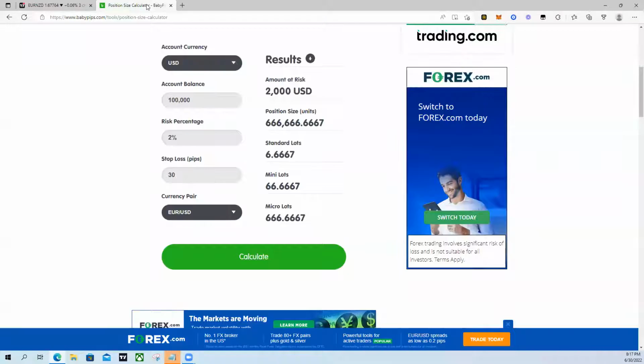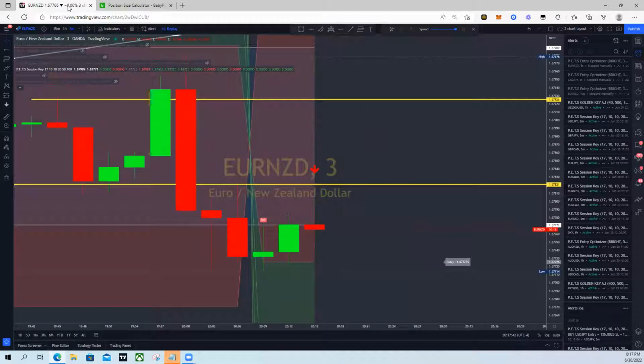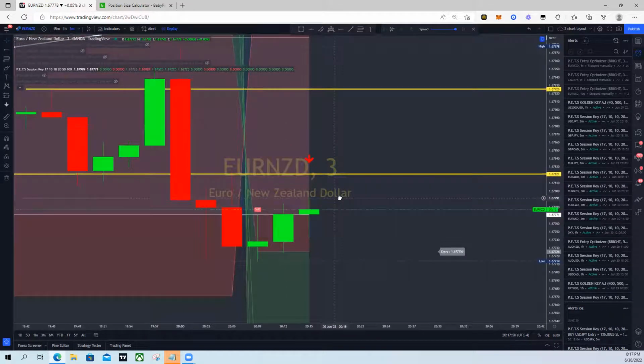A 5 pip stop loss on $60 a pip is $300. I only lost $300. You can do that. You can do that 8 times in a row almost. If you lose 5 to 8 trades in a row off of this simple setup, which is very rare, you shouldn't be losing 8 trades in a row off of these setups. And hopefully after these trainings and these sessions, you'll understand.